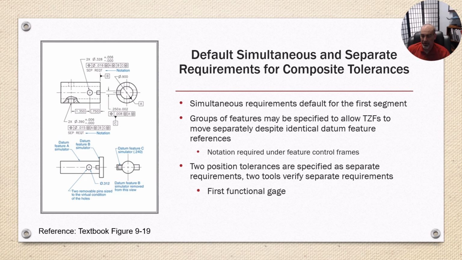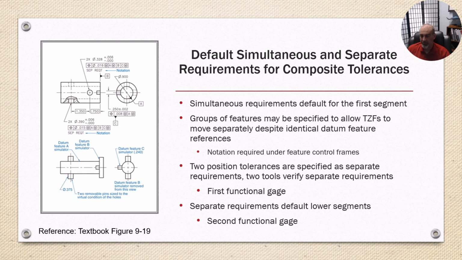So the first functional gauge would look like this, still locates on the notch at the same width because of the maximum material boundary, but it's only used to check the lowest hole. Then separate requirements are for the lower segment, which are going to use a second functional gauge that looks very similar, but it can only check that one hole feature. And they have to be calibrated, and the functional gauges have to be super precise. So there's an example of interpretation of that call out.